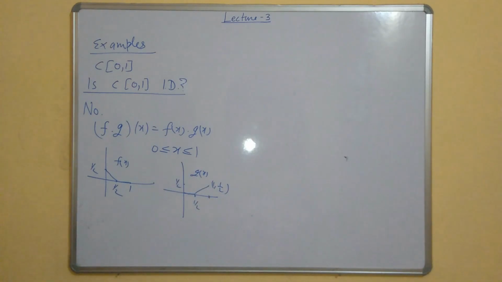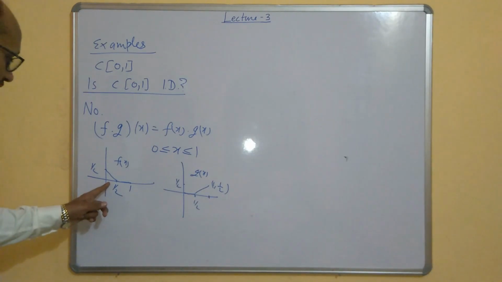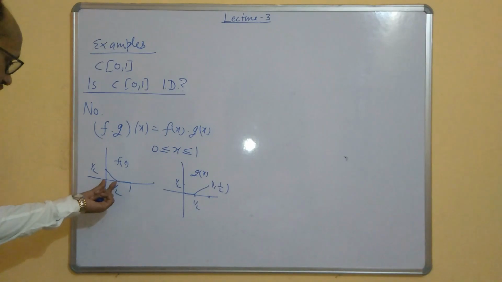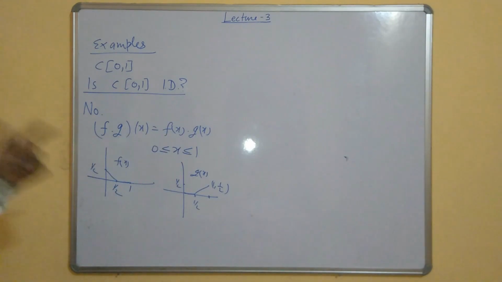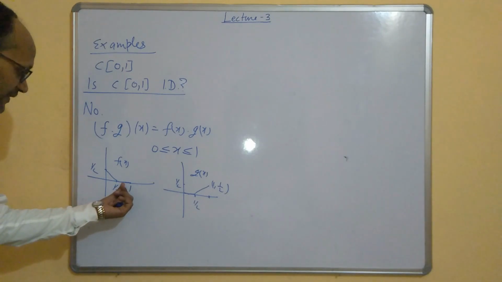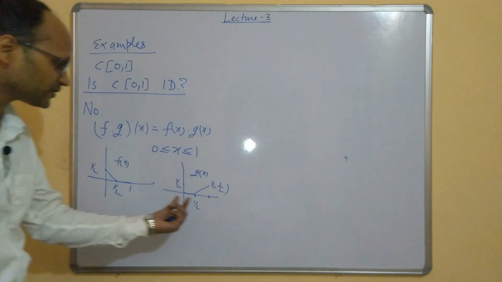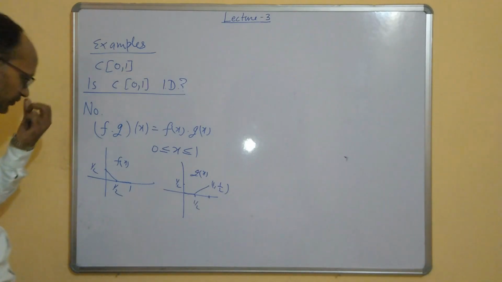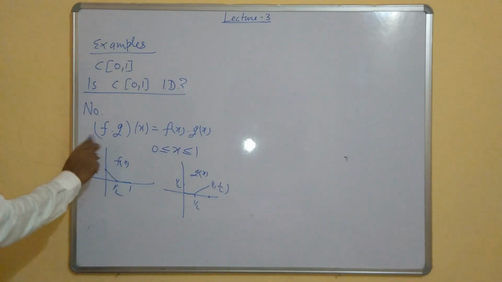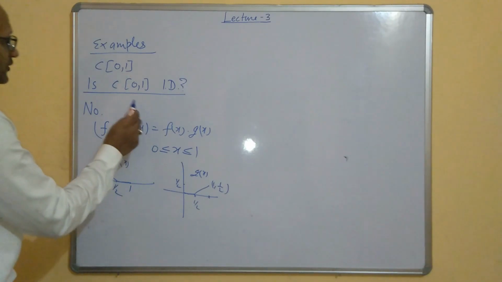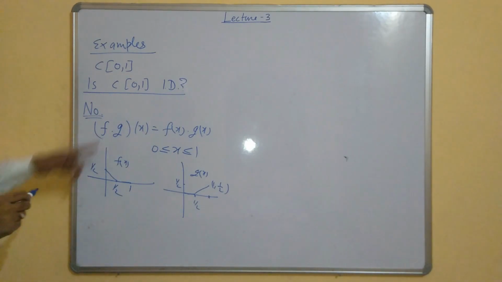If you take the product of these two functions, then when you calculate the value on the range 0 to 1/2, one is non-zero but the other is 0, so their product will be 0. And when you calculate the value in this other range, this is 0 and this is non-zero, so the product will be 0. So both functions are non-zero, but their product is 0, so this is not an integral domain.